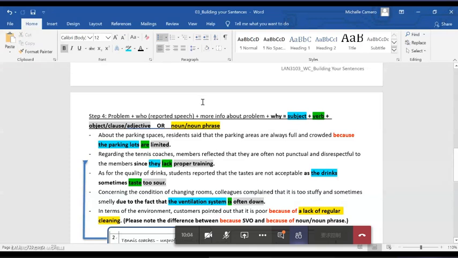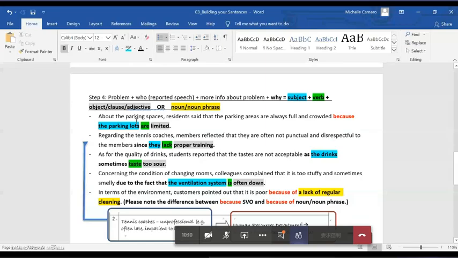All right, let's look at these. About the parking spaces, residents said that the parking areas are always full and crowded because the parking lots are limited. Regarding the tennis coaches, members reflected that they are often not punctual and disrespectful to the members since they lack proper training. As for the quality of drinks, students reported that the tastes are not acceptable as the drinks sometimes taste too sour. Concerning the condition of the changing rooms, colleagues complain that it's too stuffy and sometimes smelly due to the fact that the ventilation system is often down. In terms of the environment, customers pointed out that it is poor because of a lack of regular cleaning.